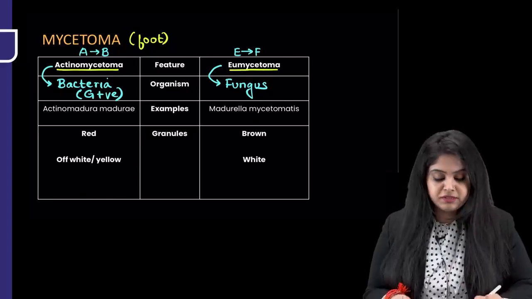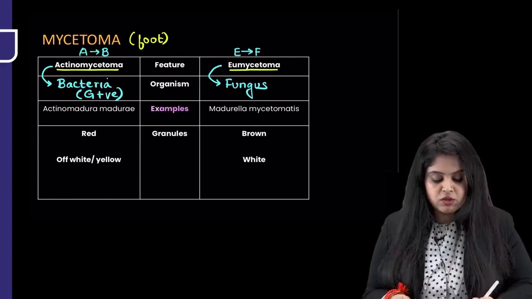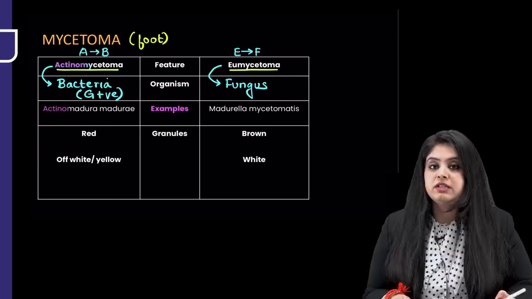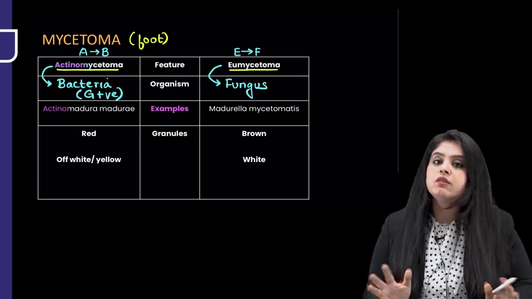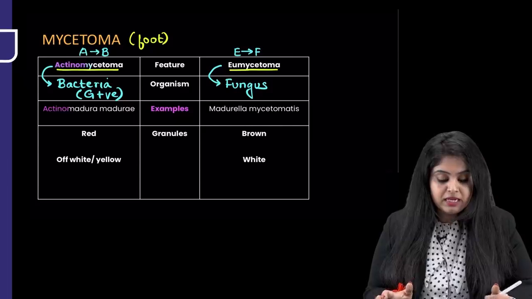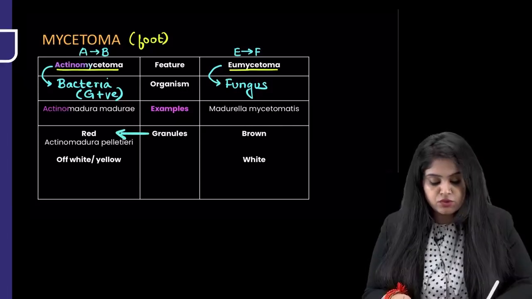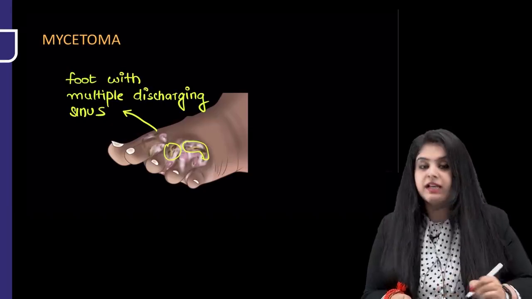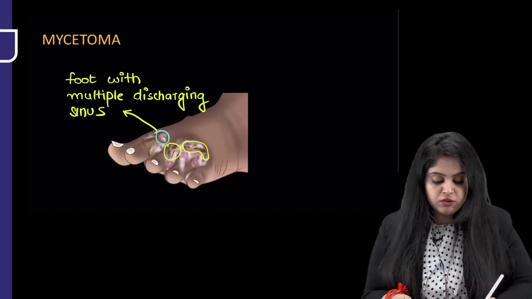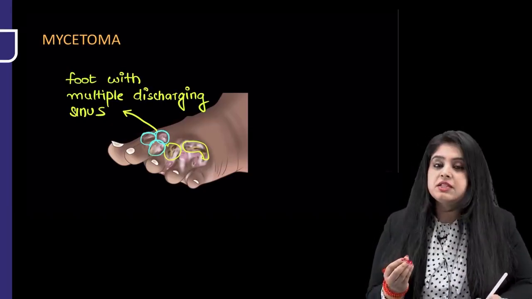Now what organisms? Let's talk about that as well. When we are talking about examples, it's very simple to learn that actinomyces, when we say actino, the word should have actino in it. So actino, madura, Madurae will obviously be an actinomyces type. Other than that, there's a red color granule. Didn't I just show you that there are going to be discharging sinuses, and there's a lot of pus kind of a material that comes out?